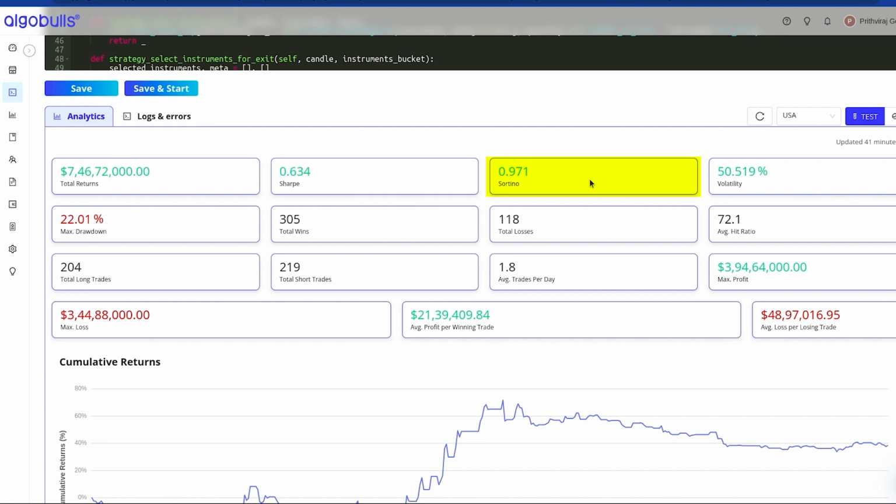Next is Sortino ratio. The Sortino ratio is another essential metric that emphasizes downside risk. It evaluates how our strategy's return stack up in relation to its downside volatility, only considering negative price movement. A higher Sortino ratio implies better risk adjusted return by minimizing the impact of downside risk.